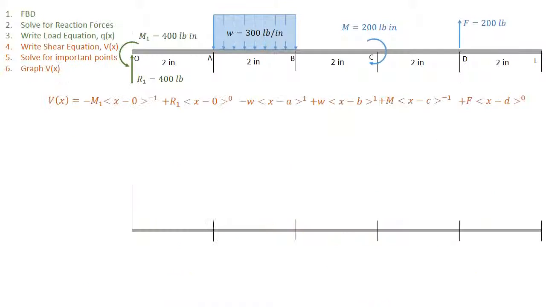Now, listing those as well as what I understand about what happens at the end, let's see, at V is equal to 0, when x is equal to 0, it's equal to 400 pounds.